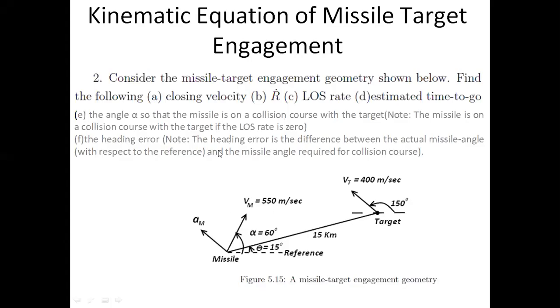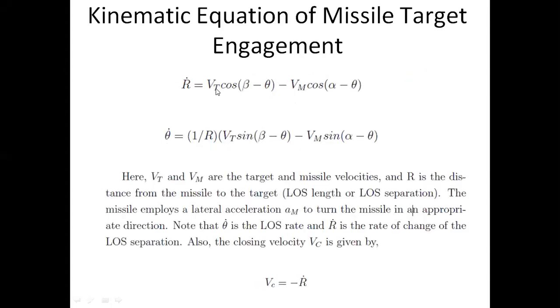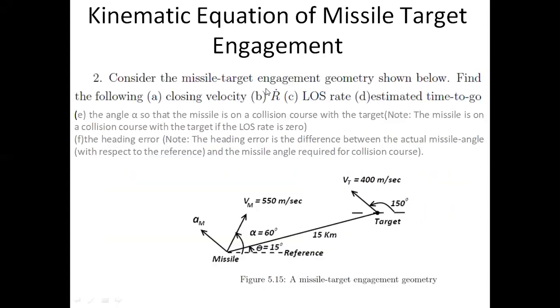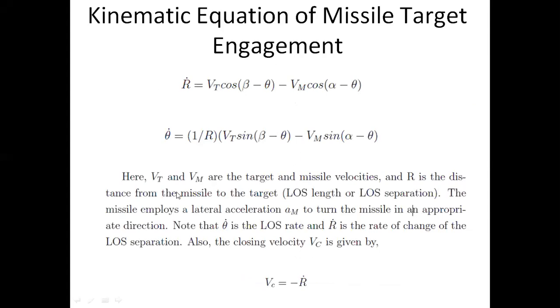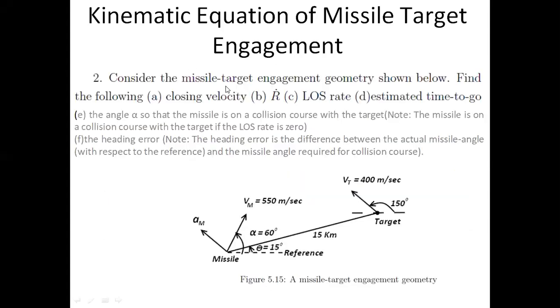Okay, we'll go by the formula. See, first find out R dot. What is R dot? It will be Vt, which is equal to 400, into cos(beta minus theta). What is your beta? 150. Theta will be 15. So 150 minus 15 will be 120. Then that will become your R dot. Now Vc will become minus of R dot. So first of all, find out R dot.